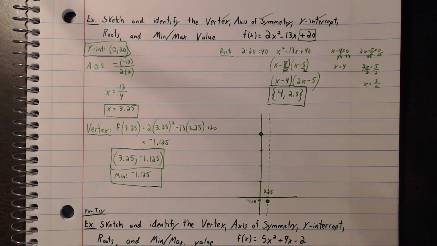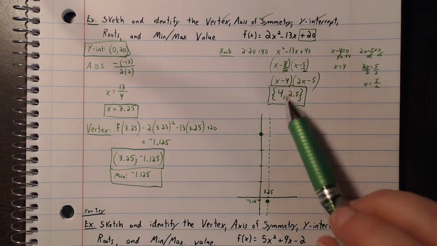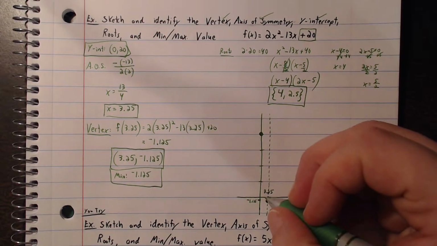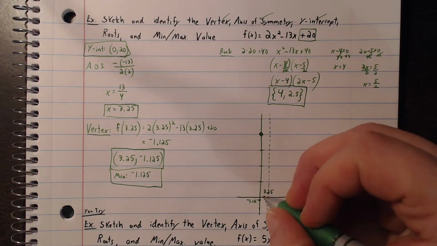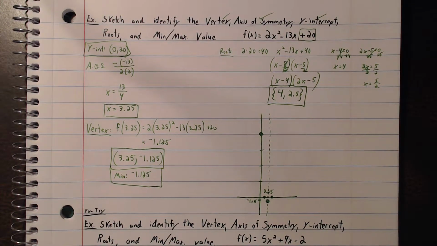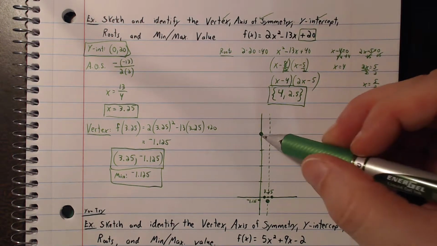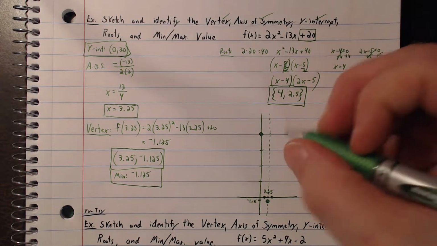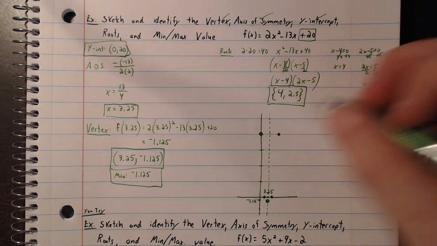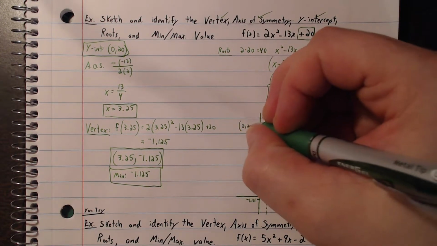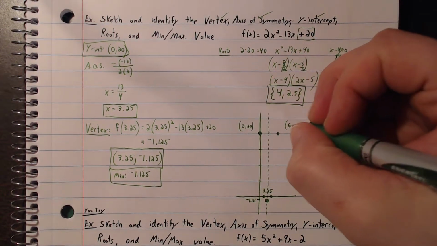The only other point that I really need to worry about are our roots, which we have one at 2.5, which is just about right here, and one at 4, which is just about right here. And then I have one more point. It's going to be equally distant away. So that was 3.25. If I double that, that's up here at 6.5. So let's see. 0, 20, 6.5, 20.